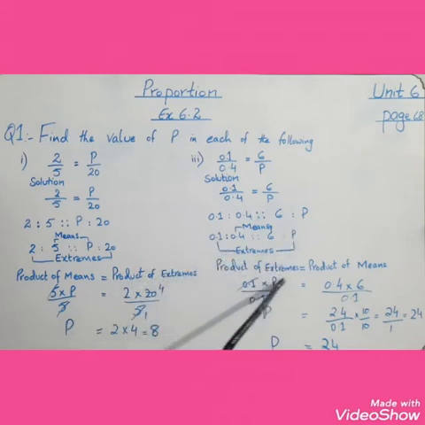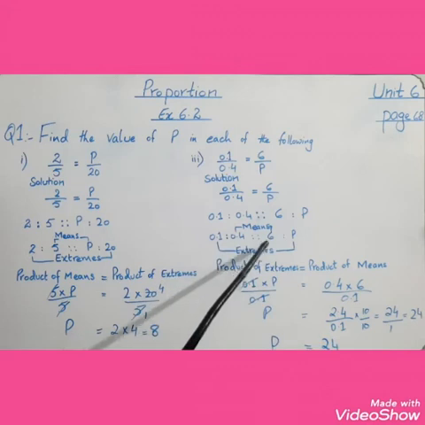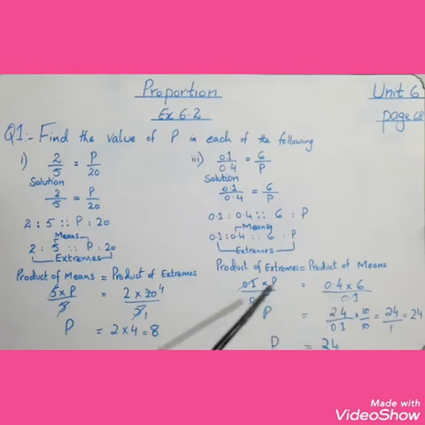0.1 multiplied with P is equal to 0.4 multiplied with 6. Divide 0.1 on both sides. Right? 0.1 divided by 0.1, just P is left. 0.4 multiplied with 6 is 2.4, divided by 0.1. Now students, remove the decimal from here. So multiply and divide by 10. 2.4 multiplied with 10, answer is 24. 0.1 multiplied with 10, answer is 1. So 24 over 1, answer is 24. So P is equal to 24. Right, students?